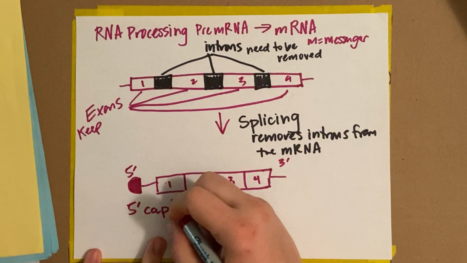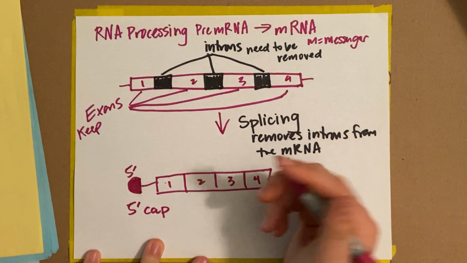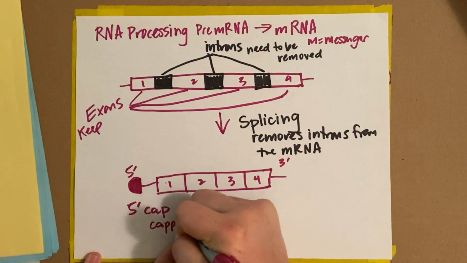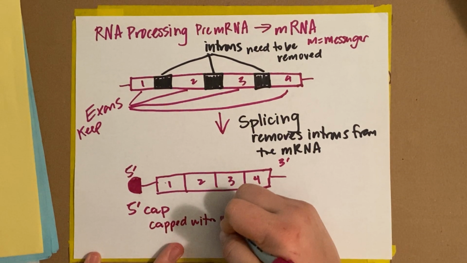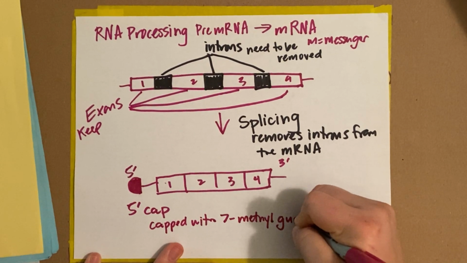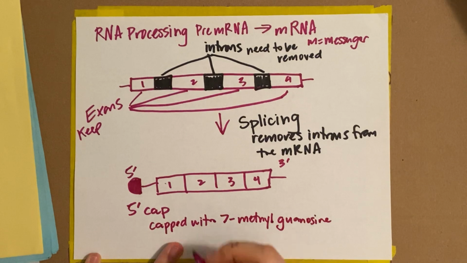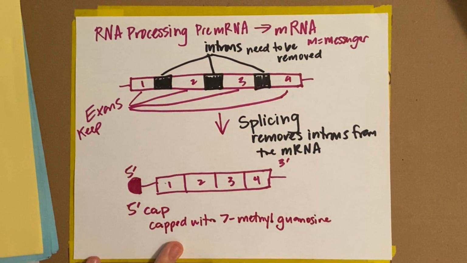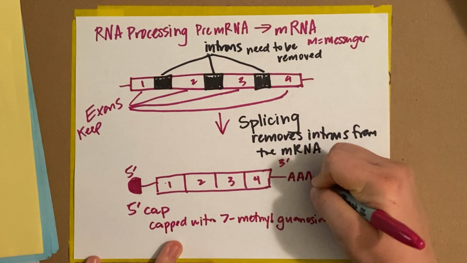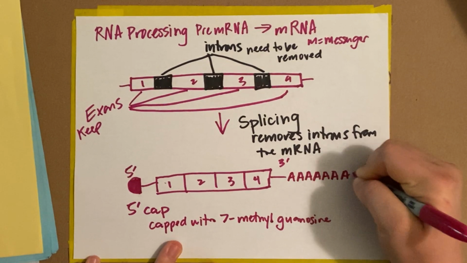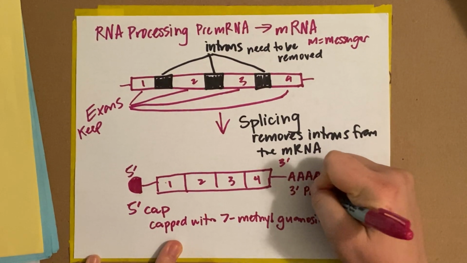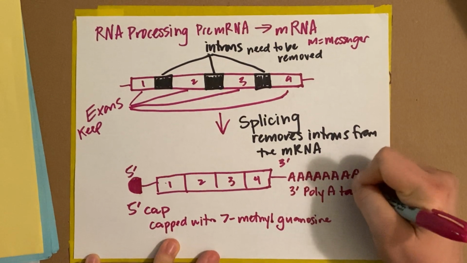Okay, and this cap is a modified guanosine. It's capped with something called a 7-methylguanosine. So it's kind of guanine. That's going to be added to the 5' end. And then on the 3' end, a bunch of adenines are going to be added. What we call this is a poly A tail on the 3' end.